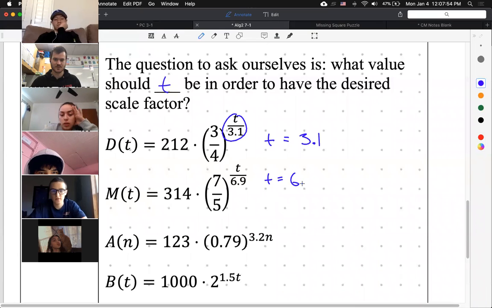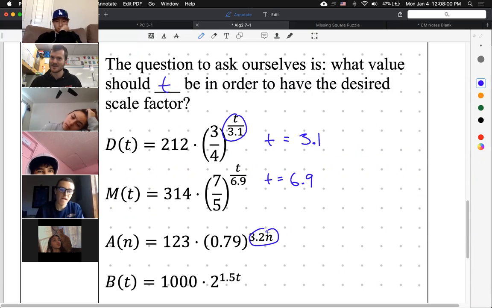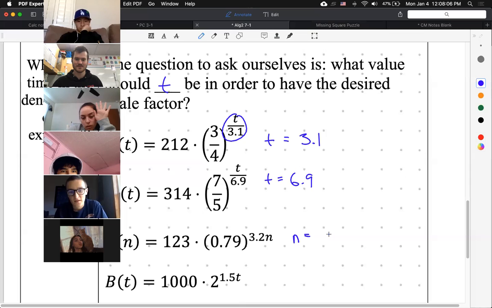6.9. That's an easy one. This next one is harder though. How do I make this exponent 1? N is going to be what? Jade? -3.2. Good guess, but not quite, because if I do -3.2 times 3.2, I'll get like -10 point something. But you're on the right track. How do you undo multiply by 3.2?